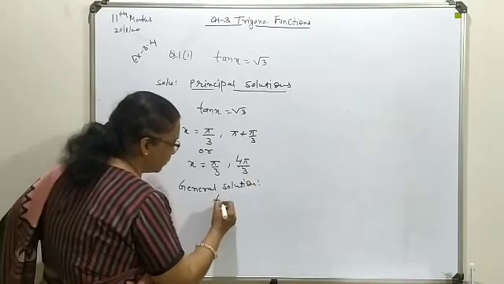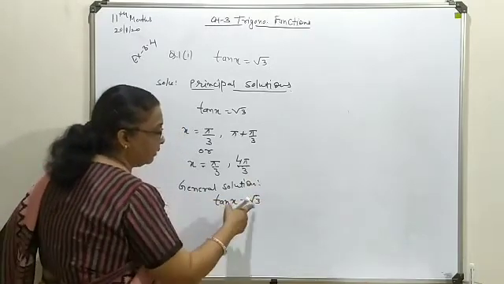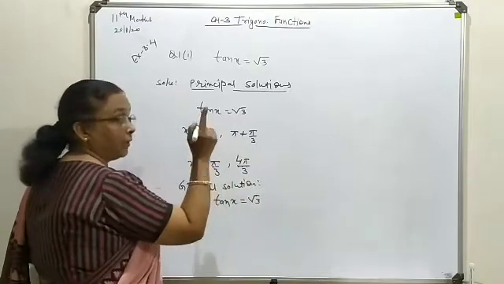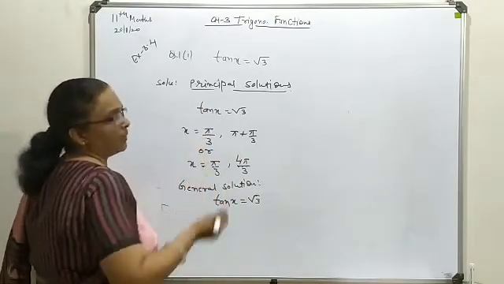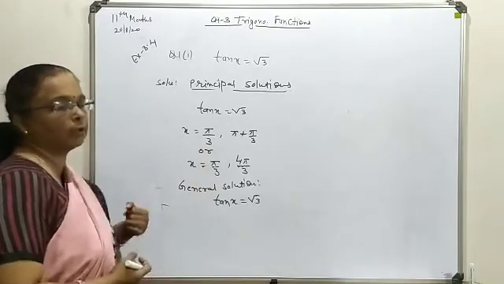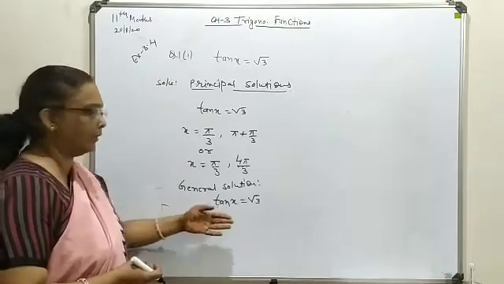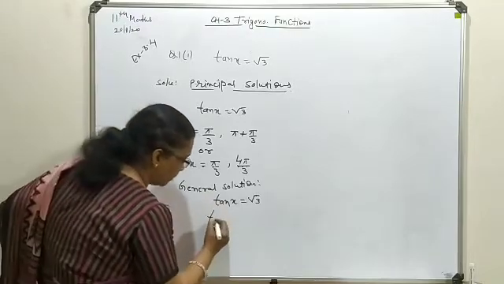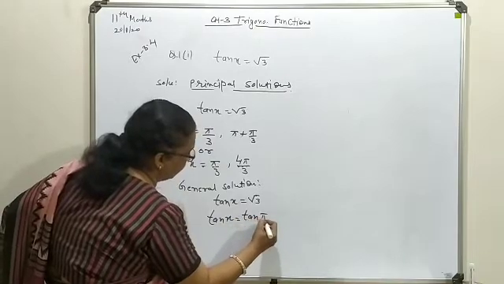In the general solution, first of all we write the given question form, and then this root 3 you will write with the first solution regarding your principal one. And if principal is not being asked, so what is the first possibility regarding the angle, that you will write over there. So this will be your tan x as tan pi by 3.